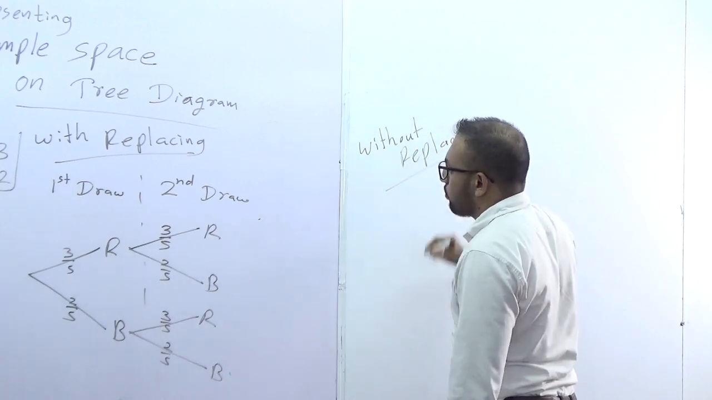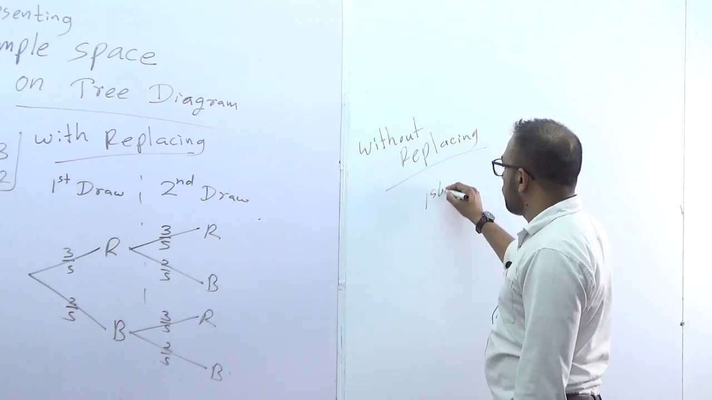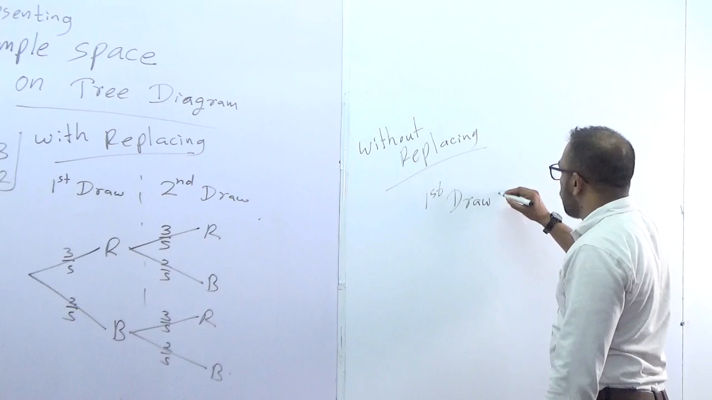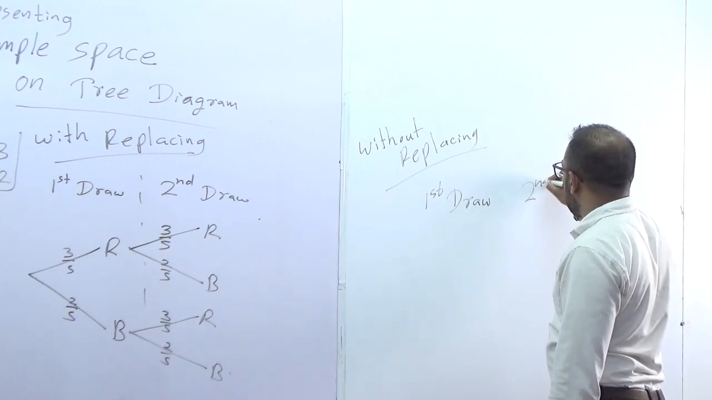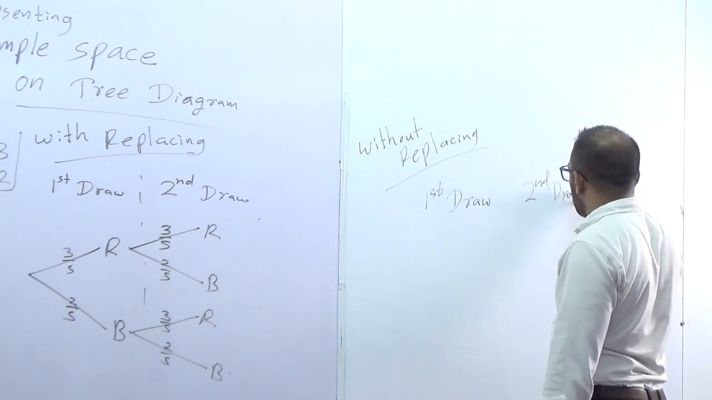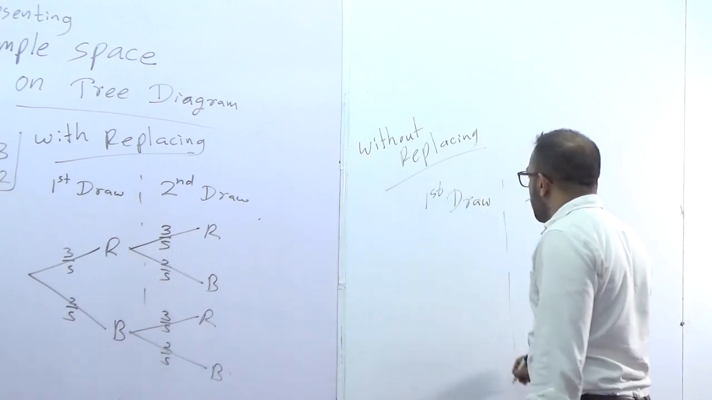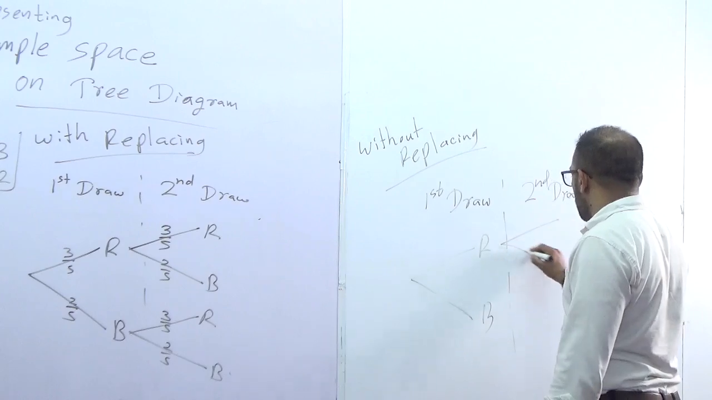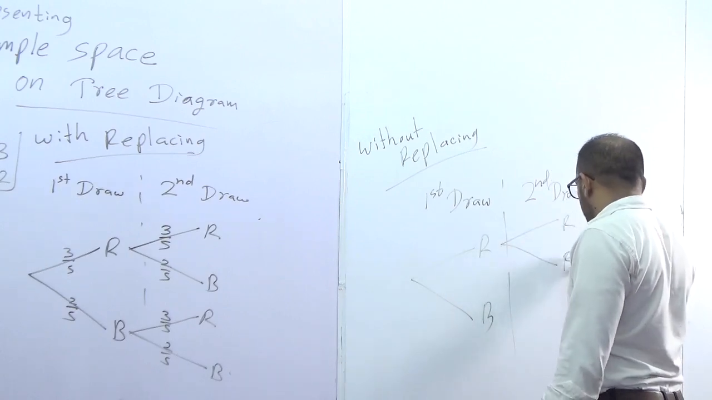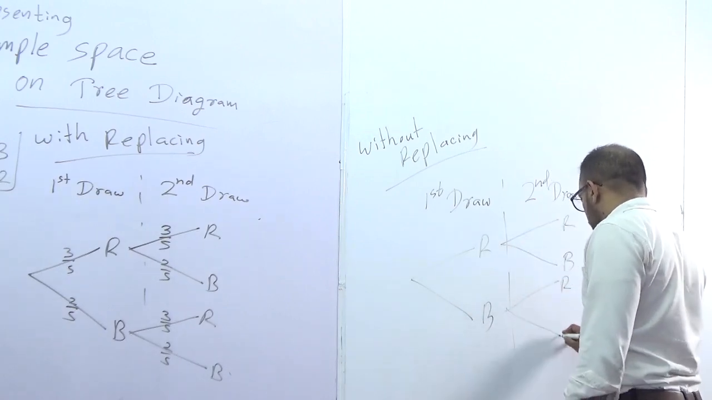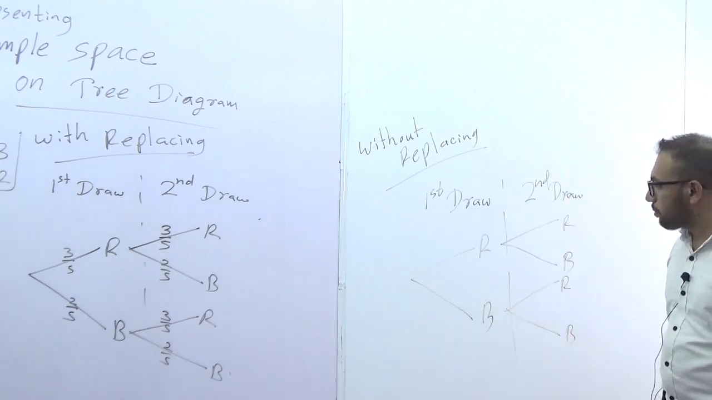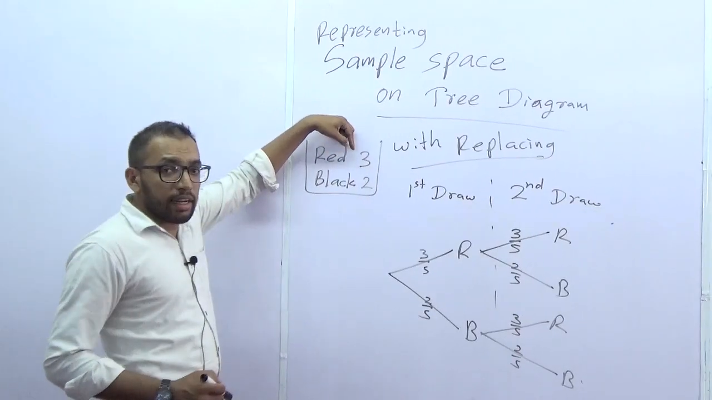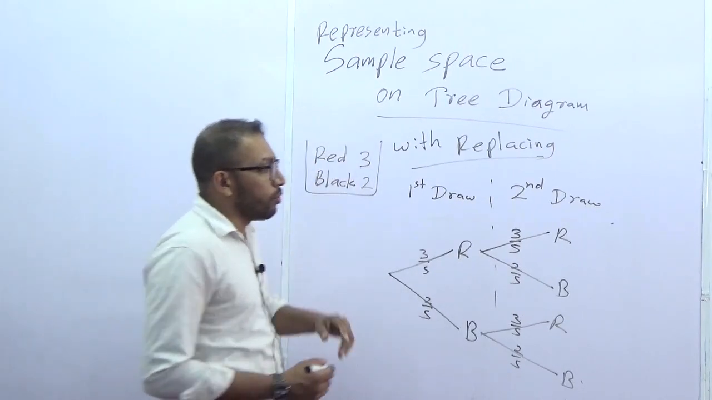Without replacing. However, in that also we are going to take the pebbles 2 times. So there are the first row and the second row. In that also, first row red and black, second row also red black, red black. When I take the first time, there were 3 red and 2 black, so no issues.